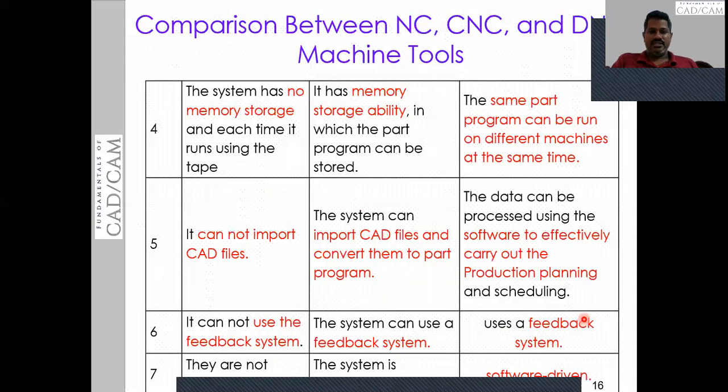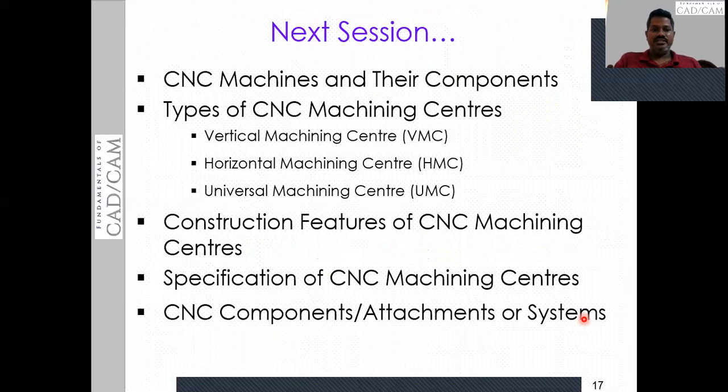Let me go back over what we have discussed. In the next session, we will discuss CNC machines and their components. We will also discuss the different types of machining centers according to the axis of the tool. We have vertical machining center, horizontal machining center, then the universal machining center. We will discuss these three in detail in the next session. Then we will see the construction features of the machining center. We also try to specify CNC machining centers. Then we will discuss the CNC components and attachments. Some components and attachments we will discuss in our next session.